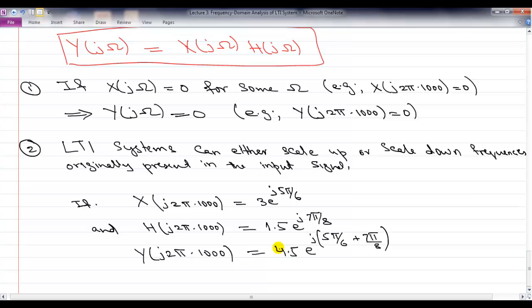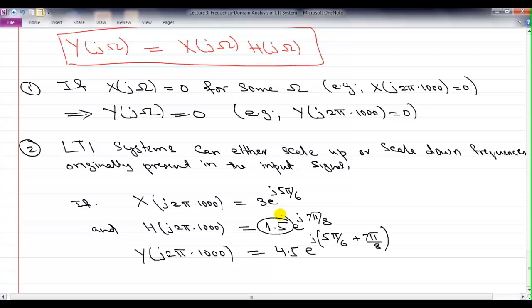Let's say you really like bass in your songs, you can go to 18 kilohertz frequency and you amplify it, you scale it up. On the other hand, if H(j2π) had a magnitude of, let's say, 0.5 instead of 1.5, your output frequency at 1 kilohertz will have a magnitude of 1.5. So that will be the case of scaling down of frequencies. Okay. So that is one of the other things that LTI systems can do.